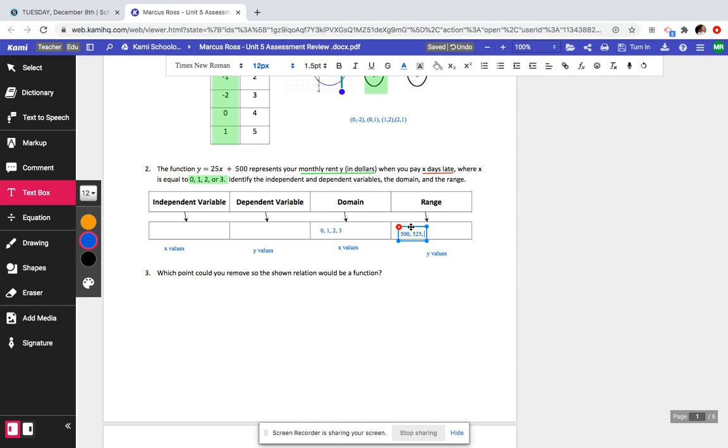We can also do that with 2. 25 times 2 is going to give you 50 plus 500, which is 550. And again with 3. All right, and if you can kind of see, we're getting a trend. We're jumping in a rate of change of 25, so our next one will automatically be 575. But we can also do that by doing 25 times 3, which is 75, plus 500, which is 575. Okay? If you have any questions on that, please let me know.